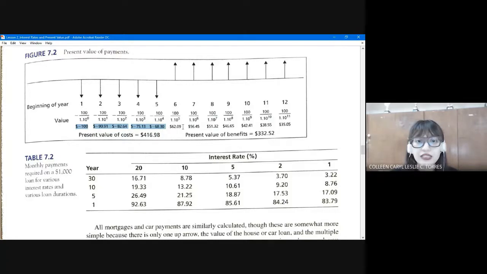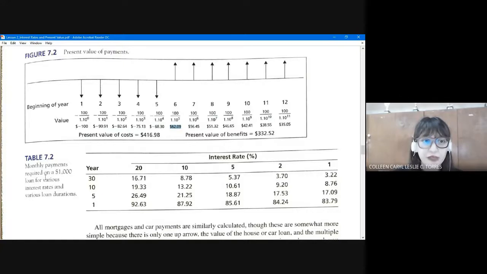And then by the sixth year, as you can see here, the money would return as $62, which is roughly in our currency 3,000 pesos. So by the sixth year, the money of 5,000 pesos will become 3,104.5. So it actually decreases, no? If you look at it, from 5,000 it becomes 3,000.